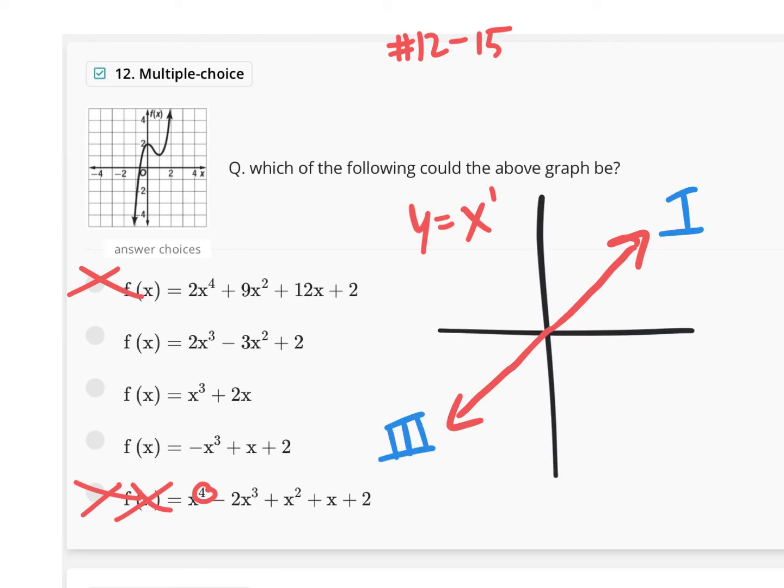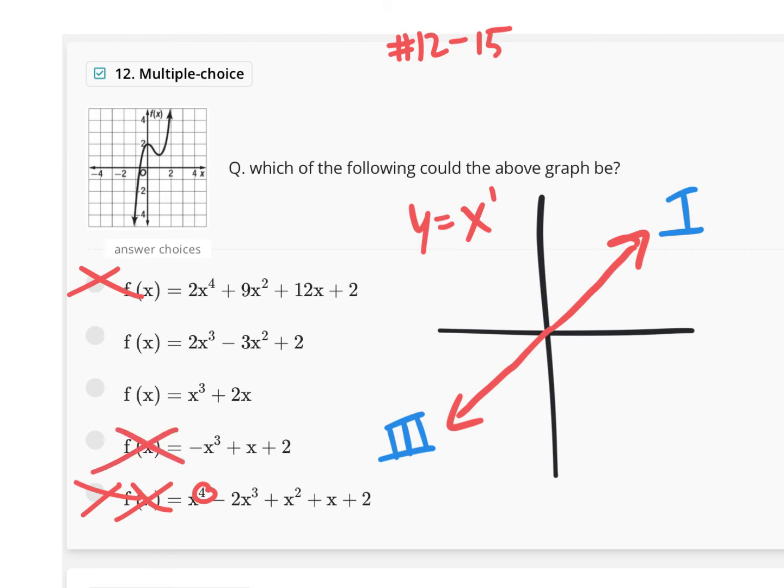Okay, so any odd degree function that has a positive leading coefficient, there is no negative sign, will have end behavior in quadrant 1 and quadrant 3. So this has end behavior in quadrant 1 and quadrant 3, so that must mean that the leading coefficient is positive. So it cannot be a negative one, so you could eliminate that one as well. So we're down to these two options.